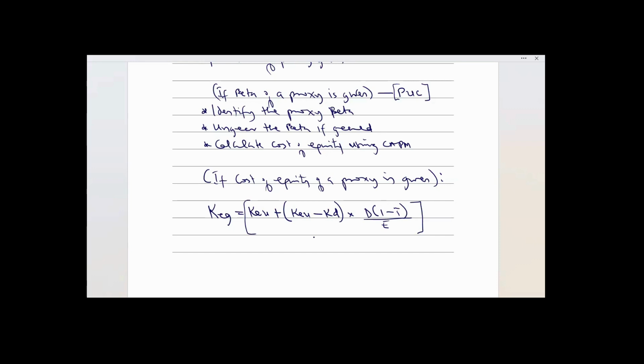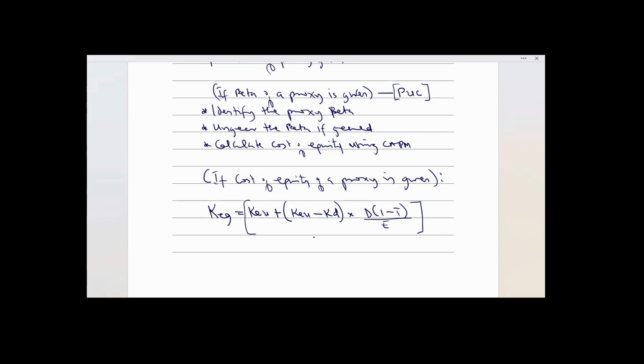I repeat, the KEG represents cost of equity of a geared company. Then KEU represents cost of equity on ungeared. KD means cost of debt, interest rates. D is debt value. E is equity value. C is the company tax rate.